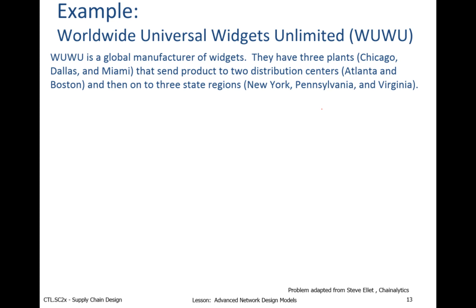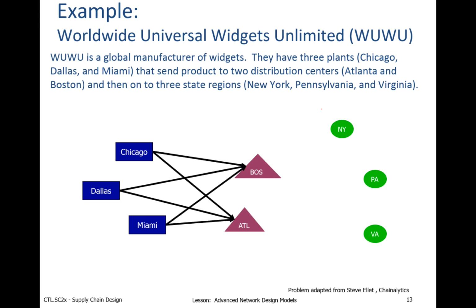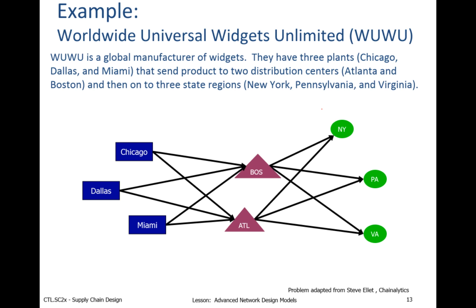And this is the Worldwide Universal Widgets Unlimited, or WUWU, problem. As we all know, WUWU is a global manufacturer of widgets. They have 3 plants in Chicago, Dallas, and Miami. And they send product through 2 distribution centers, one in Atlanta and one in Boston. And then they send them on to 3 different state regions for demand: New York, Pennsylvania, and Virginia. And so the product always flows from plant to distribution center and distribution center to region.